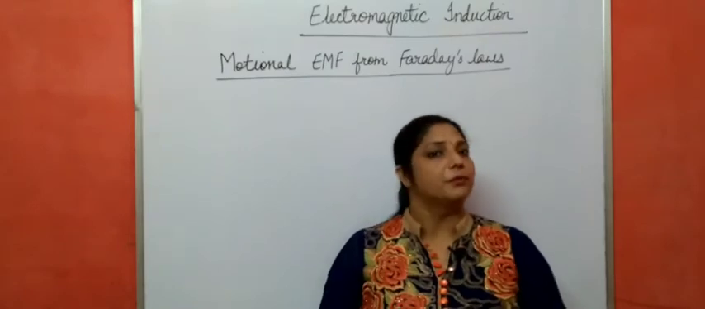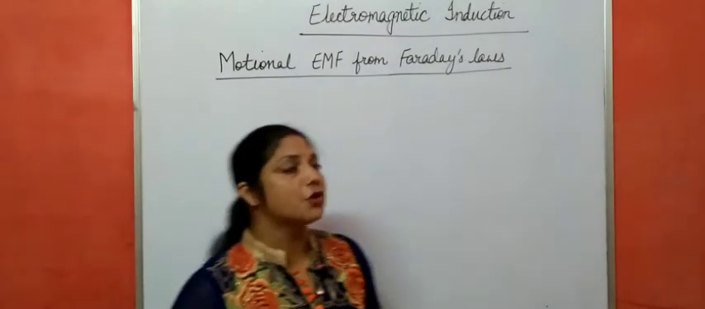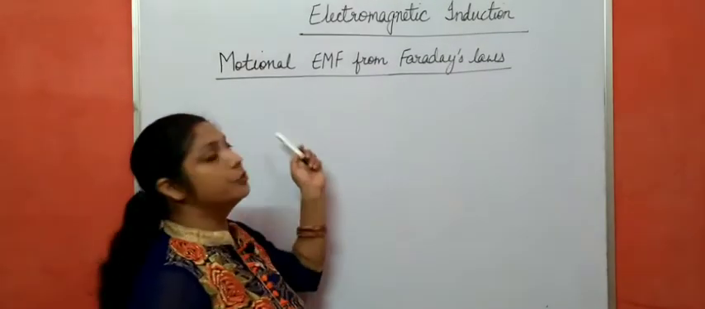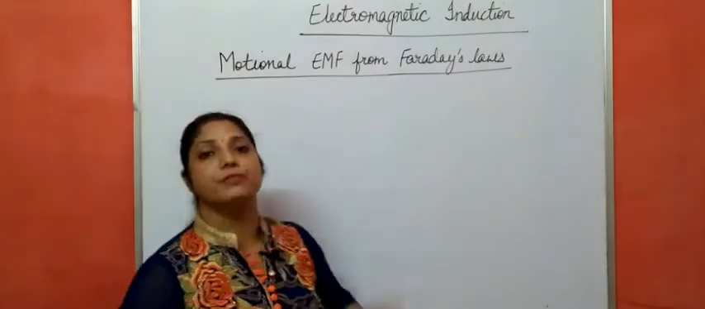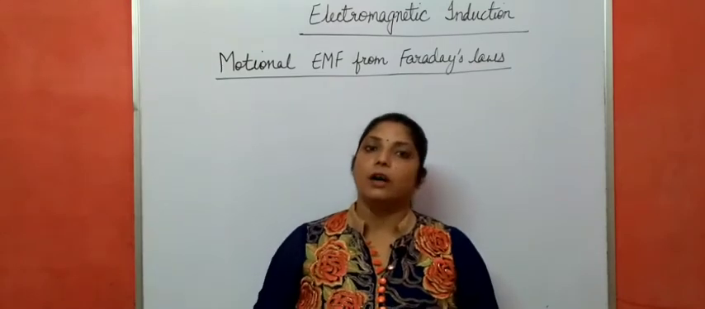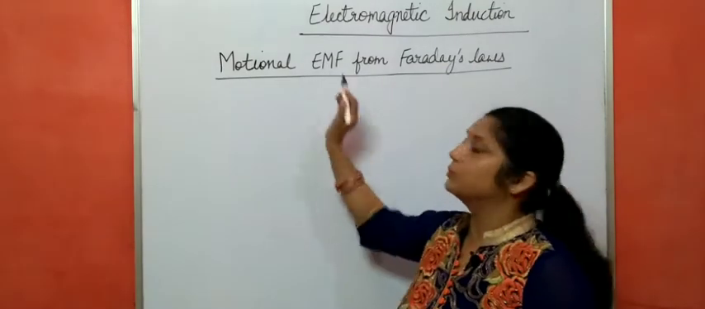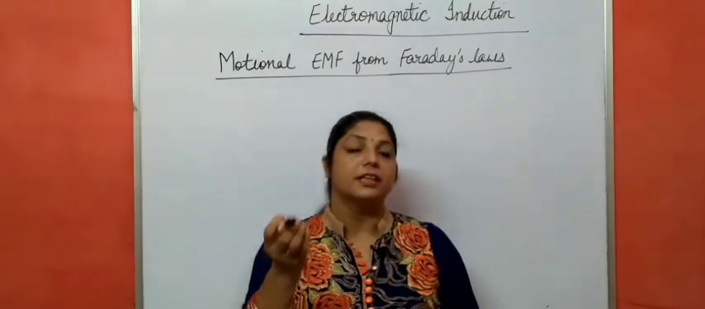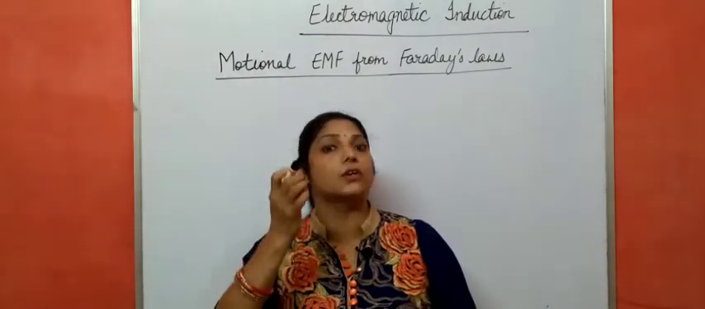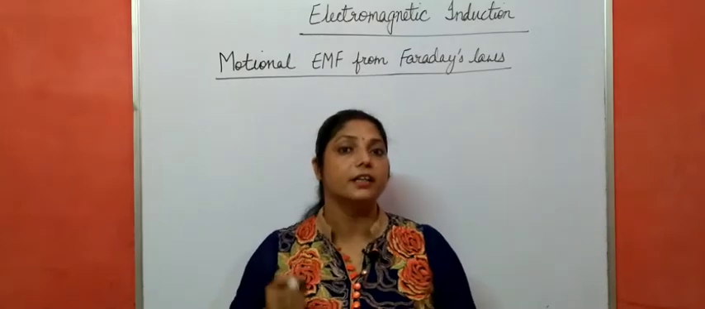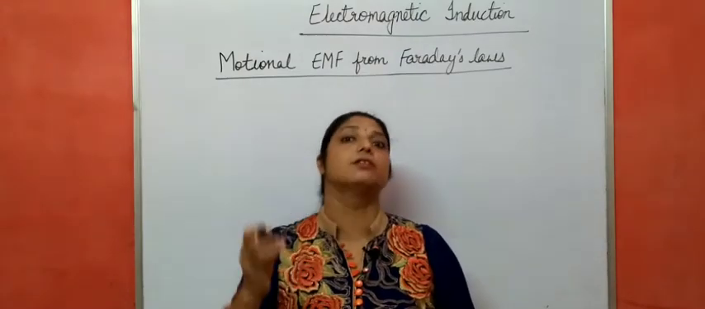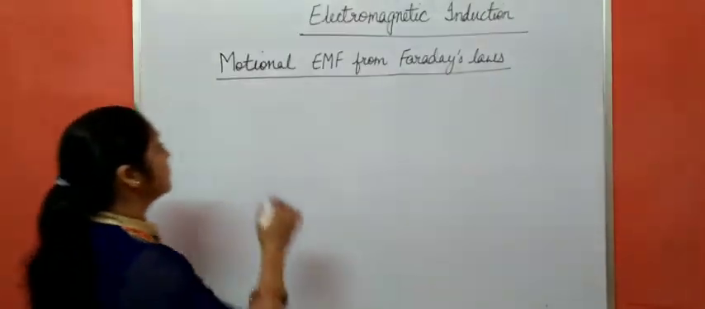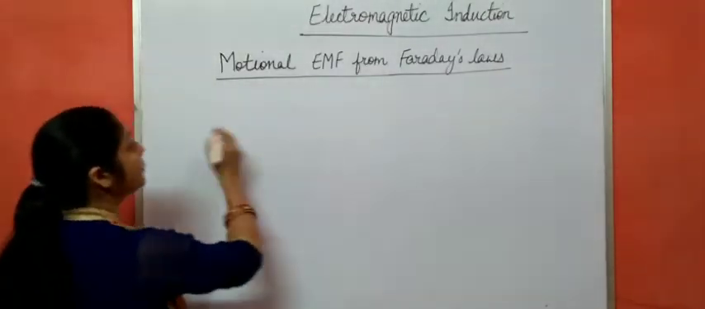Today I am going to discuss the next topic of the chapter electromagnetic induction, that is motional EMF using Faraday's law. Now what do you mean by this motional EMF? Motional EMF means the induced EMF across the ends of a conductor due to the motion of the conductor in a uniform magnetic field. So first you must know about motional EMF.